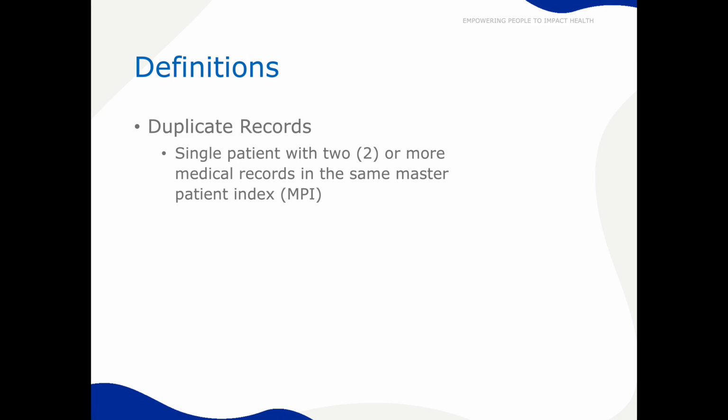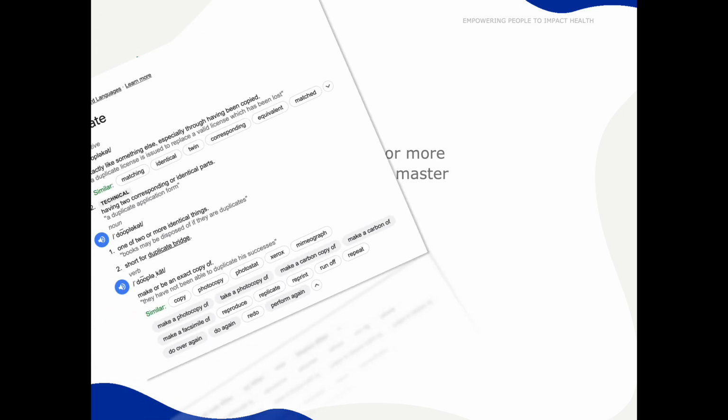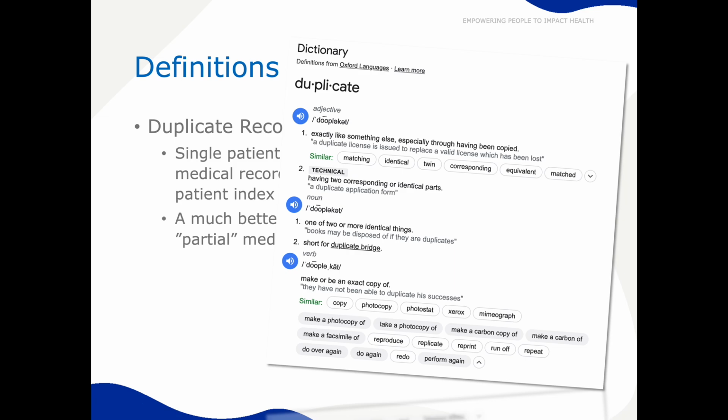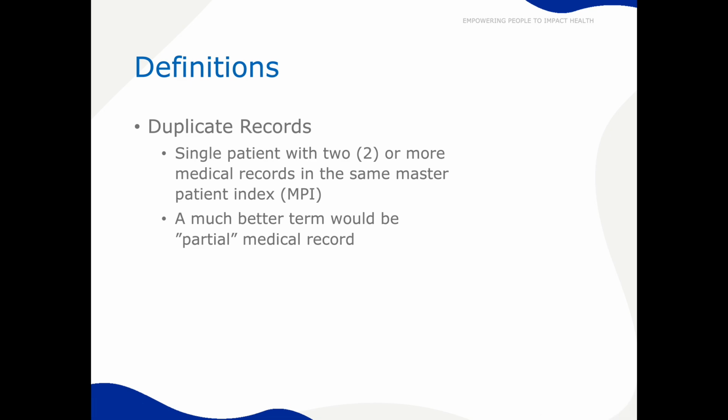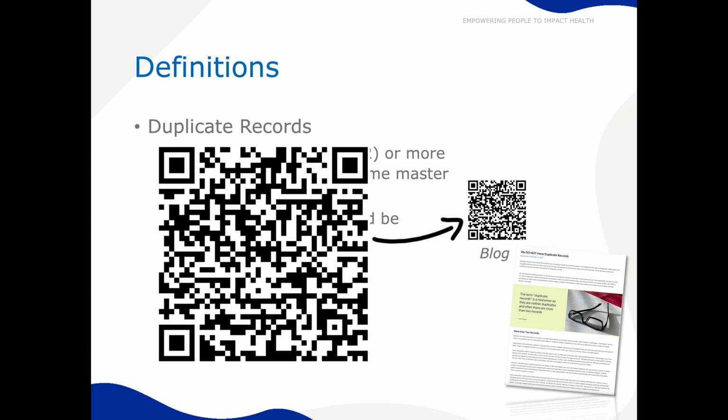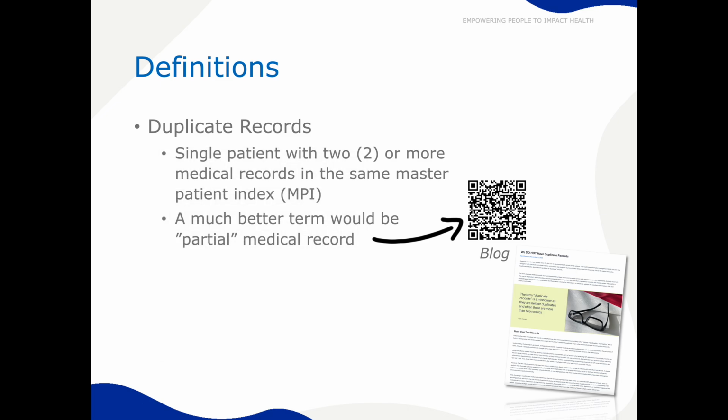And by the way, there's probably a much better term than duplicates to describe this phenomenon, because duplicates imply an exact copy, whereas these medical records are really partial records, not copies. And so a better term to describe duplicates would be partial medical record. To add more fuel to the fire, duplicates also imply two records, whereas many patients have 3, 4, 5, 6. I've even seen patients with as many as 13 records for the same patient. If you have an interest in this particular topic, please follow the QR code on the screen to read my blog post on why we should change the name of duplicates to partial records.